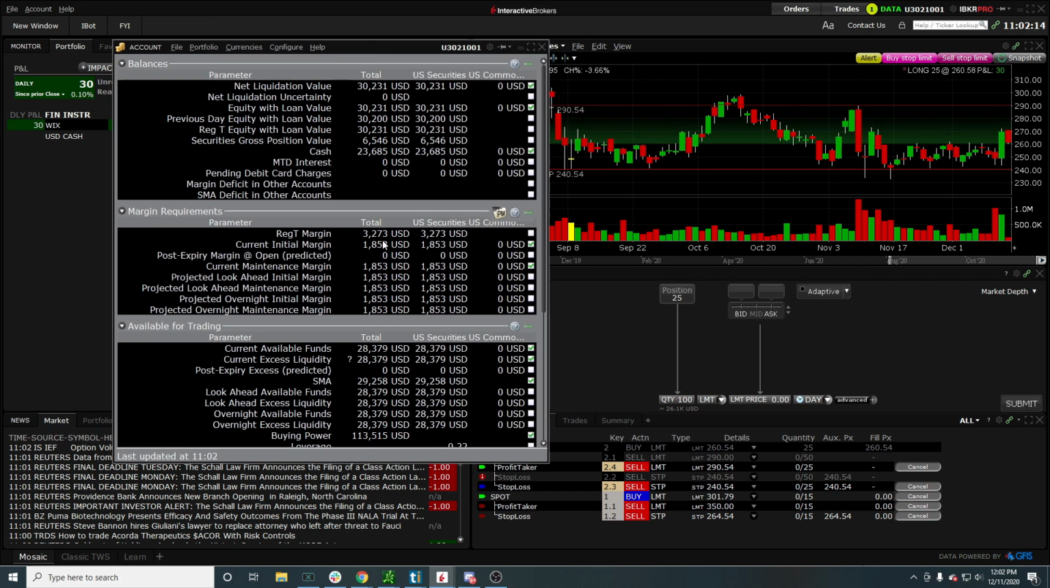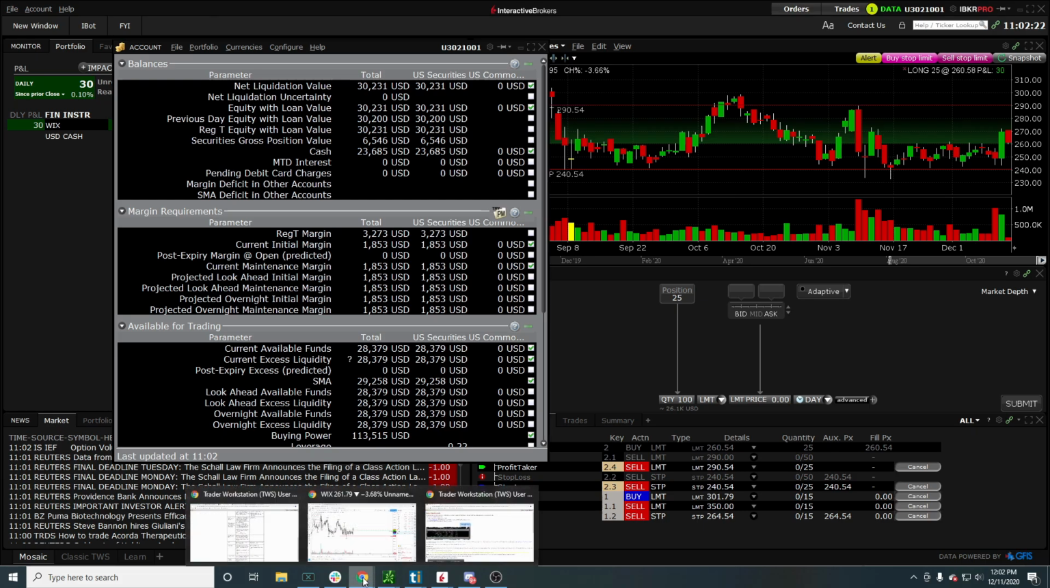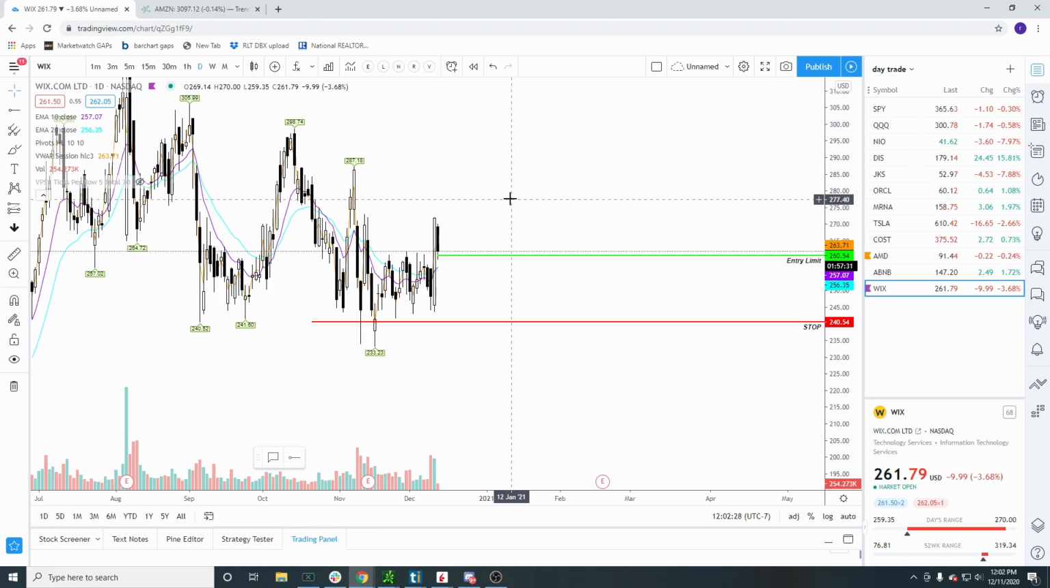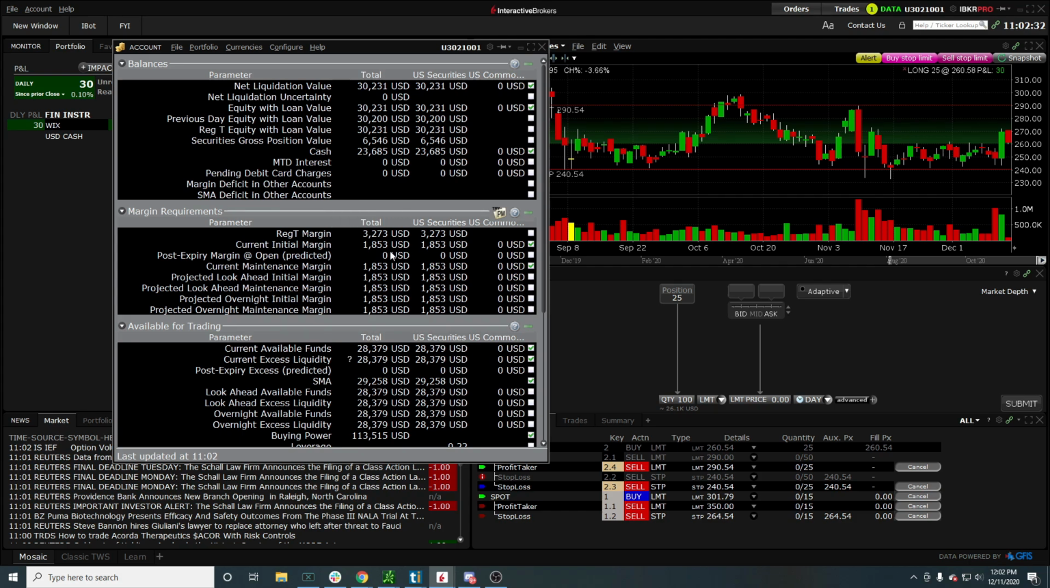I only have one position open at the moment. So for Reg T margin, you basically just take the 25 shares that I have right now of Wix, multiplied by whatever it's trading at. Right now it's trading at 261.79 right here, so a little bit of a bid-ask spread on it. That will get you this total, securities gross position, 6,546. If you divide that by 2, because your Reg T margin is 50% on stocks generally, 3,272 is my amount of Reg T margin that I'm using to hold this position.